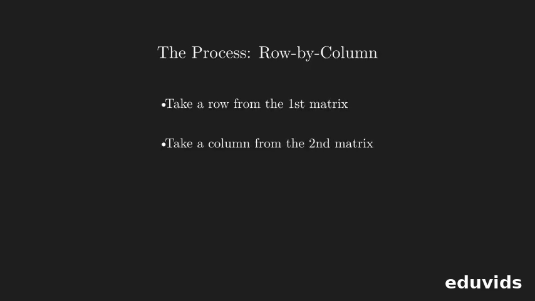To find an element in the new matrix, you take a row from the first matrix and a column from the second matrix. You will multiply the first number in the chosen row by the first number in the chosen column. Then, multiply the second number in the row by the second number in the column. Continue this for all corresponding pairs of numbers in that row and column. Finally, add all these products together. This sum is one element in your new matrix.